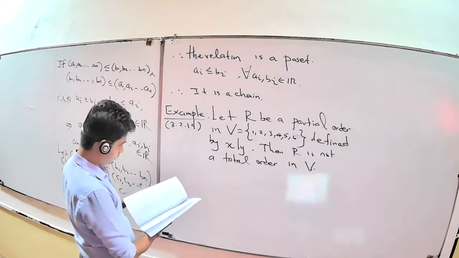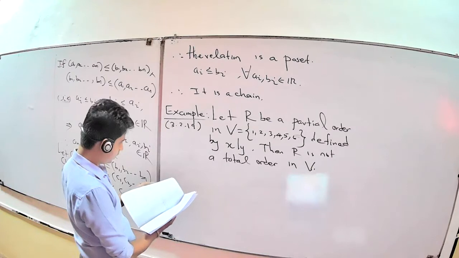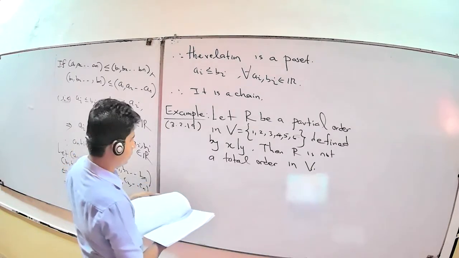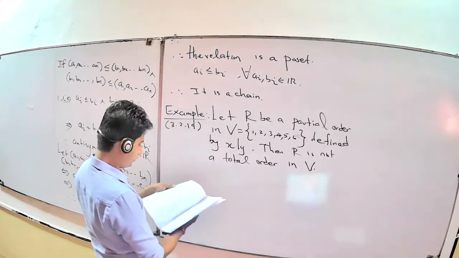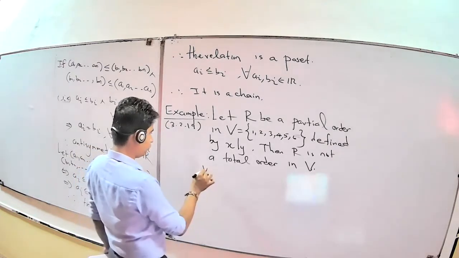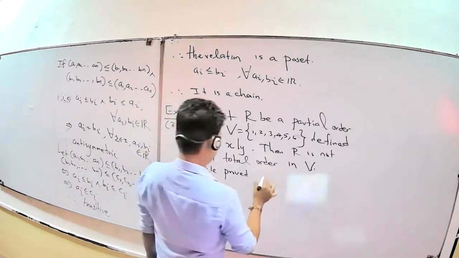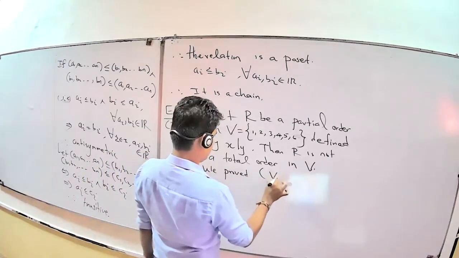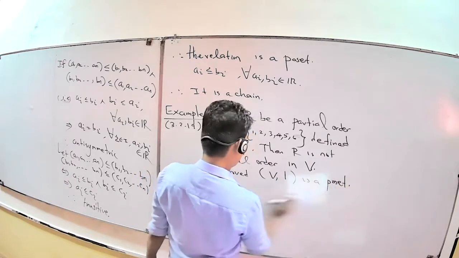One, two, up to 6. I think we already did this problem, 1 to 6, no? I think example 3.2.6, we already proved. Okay, we proved this relation, this partial order relation, is a poset. Already proved this part, right?